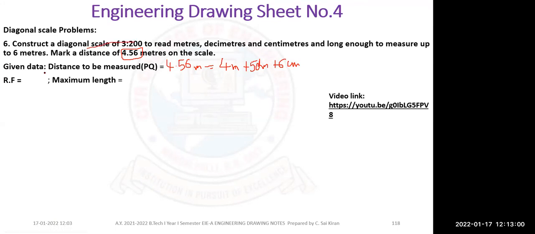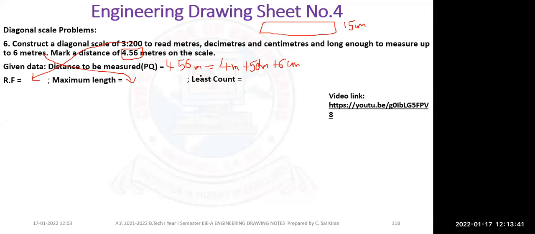The problem gave the RF value as 3:200. Numerator is 3, denominator is 200. And what is the maximum length? Maximum length of the scale. Suppose you take your normal 15 centimeter scale, the maximum is 15. You can't measure more than 15 centimeters. Similarly, in this scale, you can measure up to 6 meters. You can't measure beyond 6 meters. So the maximum length is 6 meters.